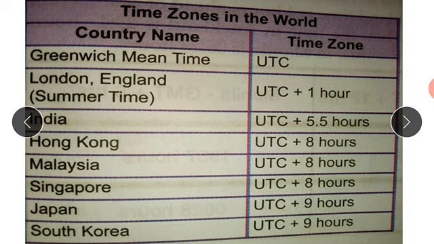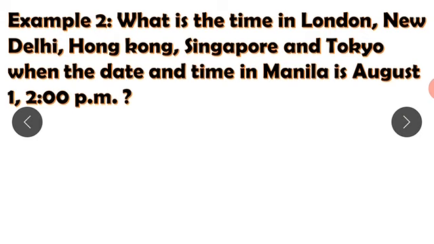So these are the different time zones in the world. Of course the Greenwich Mean Time is UTC. London, UTC plus 1 hour. India, UTC plus 5.5. Hong Kong, UTC plus 8. Malaysia, UTC plus 8. Singapore, UTC plus 8. Japan, UTC plus 9. South Korea, UTC plus 9. Philippines is UTC plus 8. So let's proceed to an example.